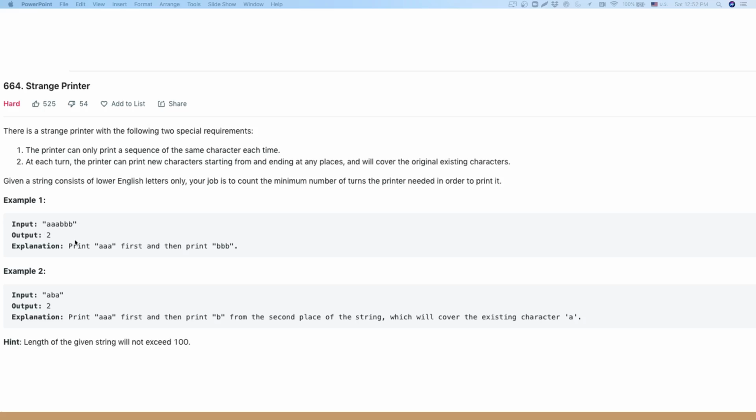Okay, given these hints, we can go ahead and solve the problem. So how do we do this? The way we do this is slightly different. We can initialize the result with the worst case. What is the worst case to print all the characters in a string? It's actually the length of the string. If we have 6 characters, A, B, C, D, E, F, that's the worst case. We're going to print 6 times.